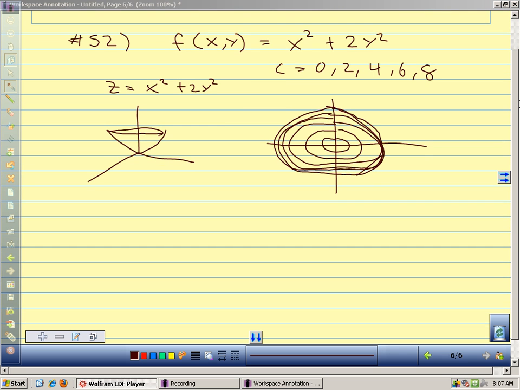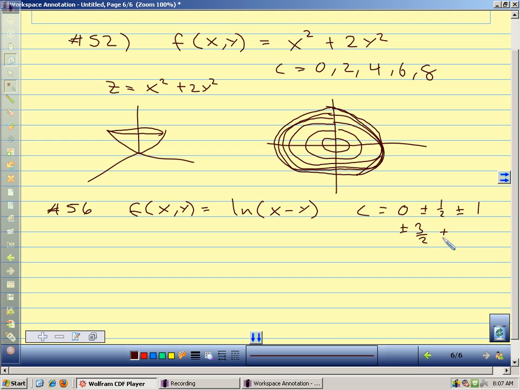Let's look at one more like this. So this is number 56. We have f of x, y equals the natural log of x minus y. This is a little trickier to visualize. We want to plot for c equals 0, plus or minus 1/2, plus or minus 1, plus or minus 3/2, plus or minus 2.